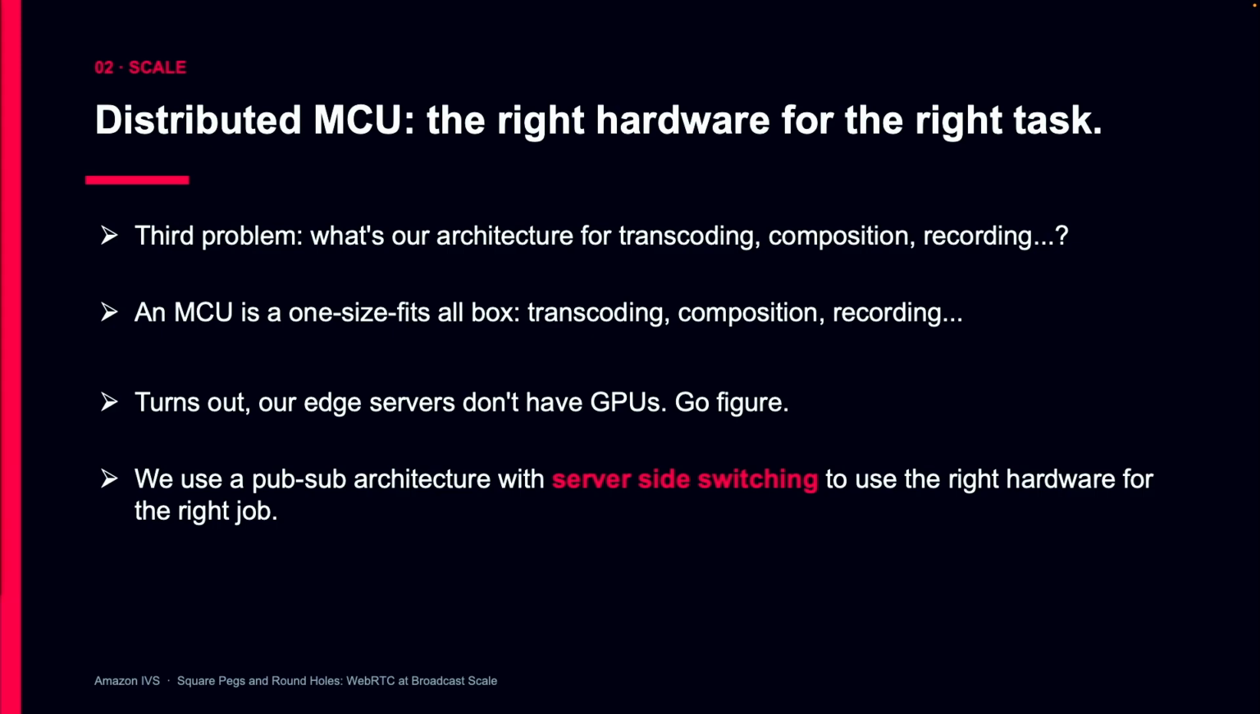Let's see. Third problem. Getting the right hardware for the right task. So an SFU in WebRTC lingo is a selective forwarding unit, which is basically our edge. An MCU, a multi-point control unit, does it all, but it doesn't really scale, and they're expensive. So our solution was essentially a pub-sub architecture with server-side switching, which allows us to choose our instance type based on the processing that we're doing. Turns out our edge servers don't have GPUs, so that's kind of an issue.